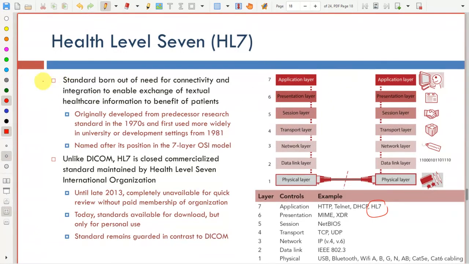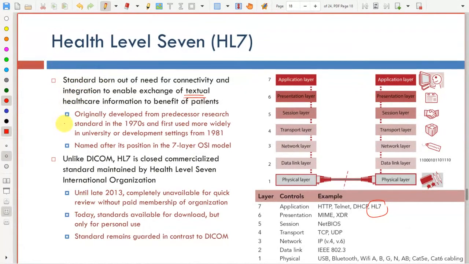So basically, this standard was born out of the need for connectivity and integration to enable exchange of textual healthcare information to the benefit of patients. Okay, so this is very important. Whenever you need to, for example, communicate a report, this can be used. And not just that, you can actually communicate a lot of information between different systems, as we're going to see now.